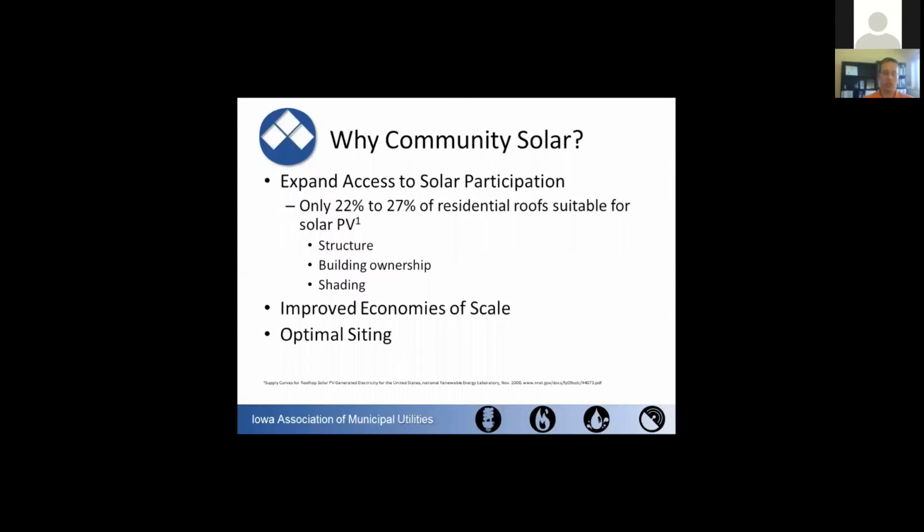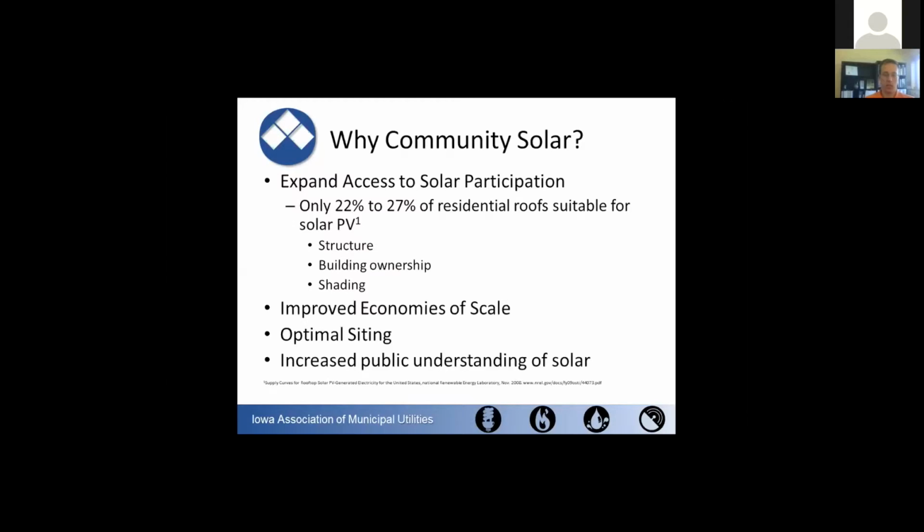It also allows the solar array to be sited optimally for getting the solar resource. Above, I mentioned shading can be an issue. And a community solar array may be able to be sited in a location that has no shading, so that you get the maximum amount of energy production from the system.